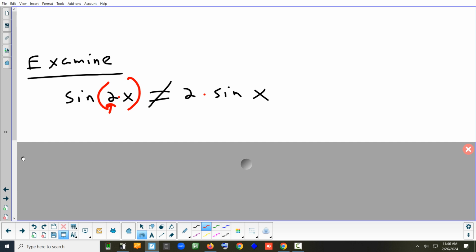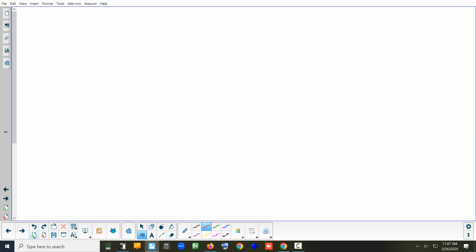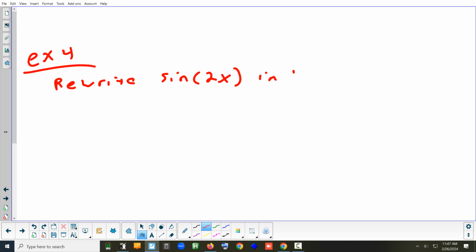So let's take sine 2x. This will be example 4. So I'm going to say rewrite sine 2x in terms of sine x. We could do this with cosine 2x. We can do it with tangent 2x. We can do it with all of them. I'm just going to do it with sine.